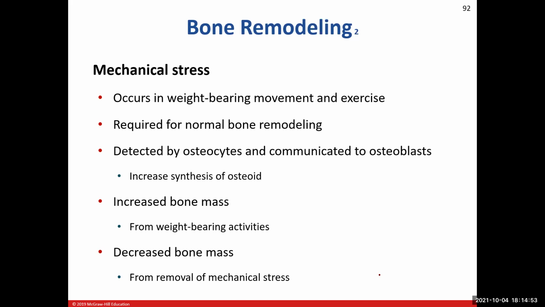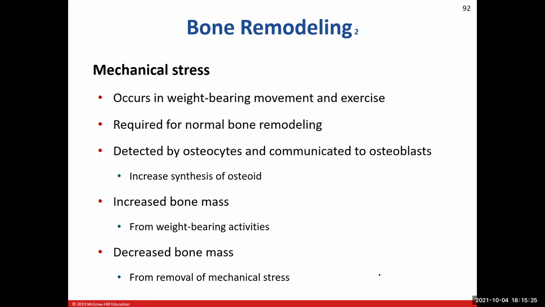So here's what happens with how the bone tissue monitors mechanical stress. The cells that monitor the bone matrix all the time are the osteocytes, and they sit in the lacunae. They monitor any type of stress or changes in stress on the bone. When that occurs, they signal the osteoblasts to do what they do.